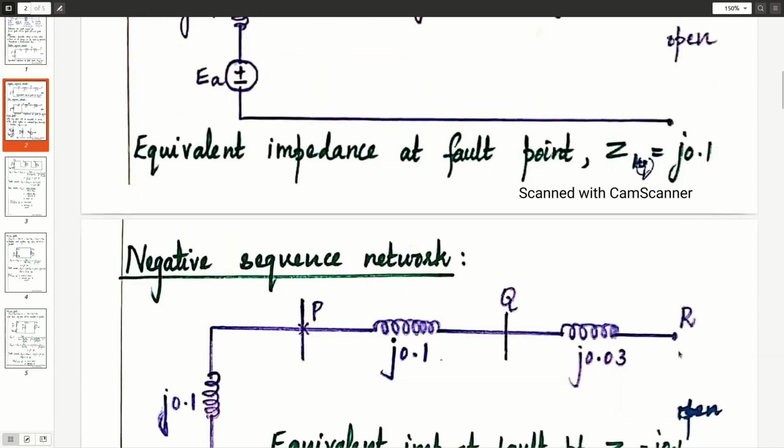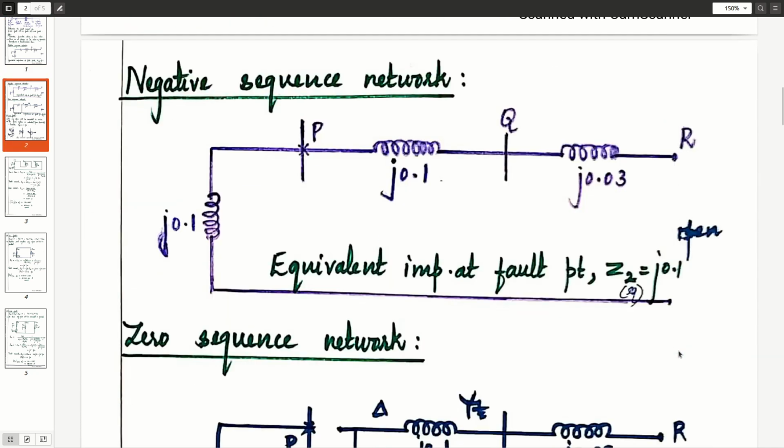In the same way, draw the negative sequence network. The negative sequence network is similar to the positive sequence network, except that we remove the EMF EA. So X2 of the generator, X2 of the transformer and X2 of the transmission line are written from the data given in the problem. Then we write the Thevenin equivalent impedance at the fault point P. To the right hand side of the fault point, we have open terminals, so these two elements j0.1 and j0.03 are redundant. So the equivalent impedance at the fault point is j0.1.